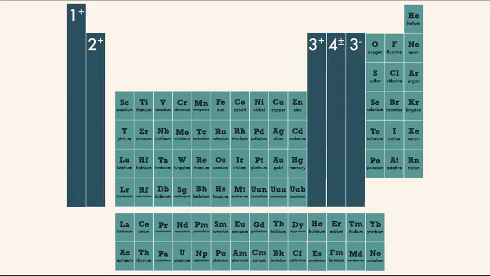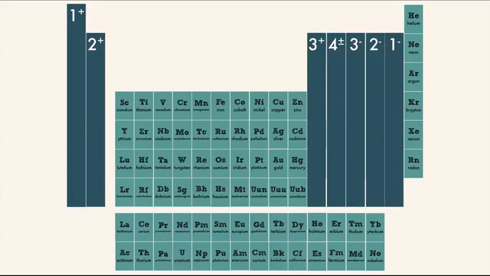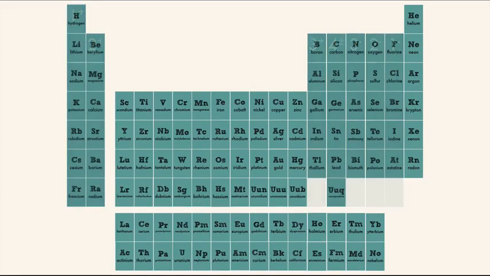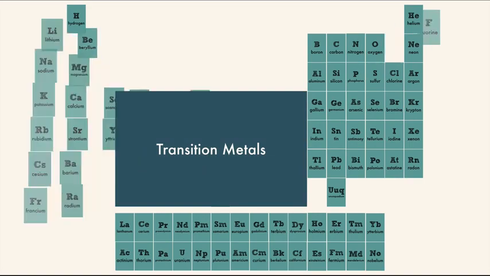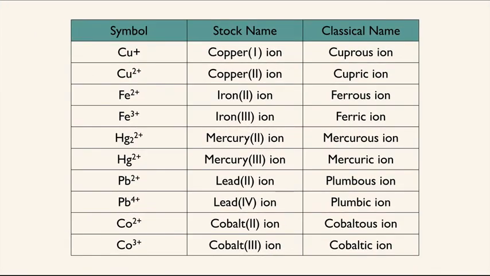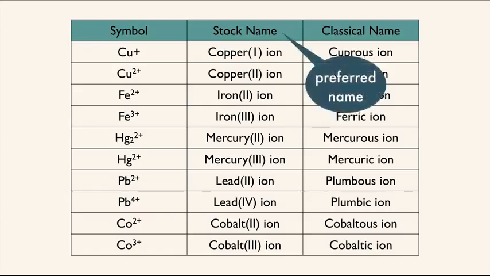Column 15 becomes -3 anions, column 16 becomes -2 anions, and column 17 become -1 anions. Transition metals form cations, but many of these atoms have more than one possible charge. One way to know is by the name of the chemical you're using. The symbol for transition metal ions will have the charge, but there are multiple possible charges. In the stock name, you use a Roman numeral to note the charge of the ion.